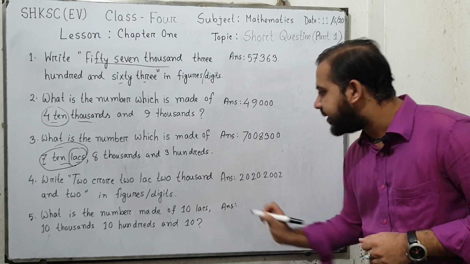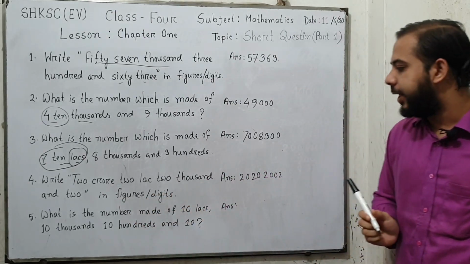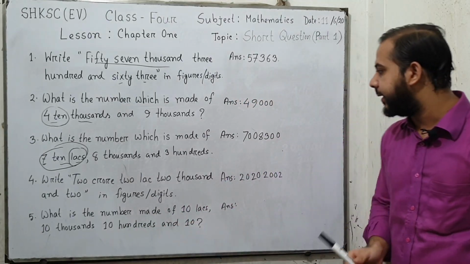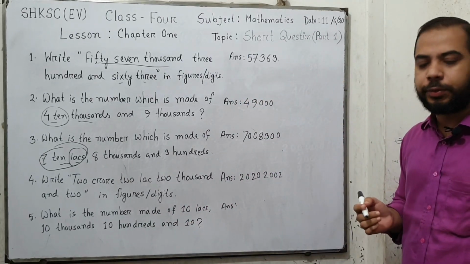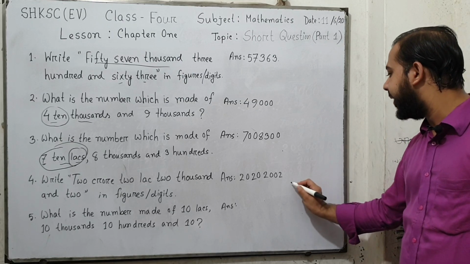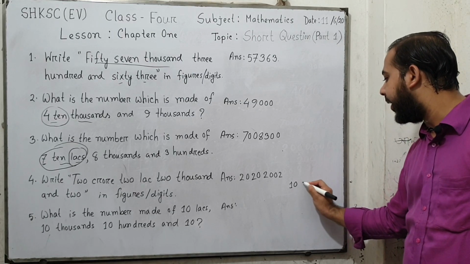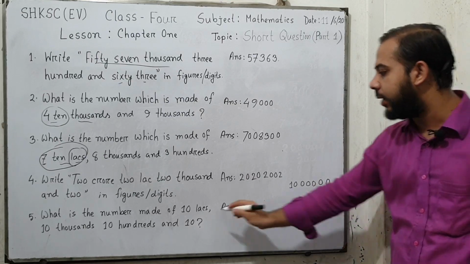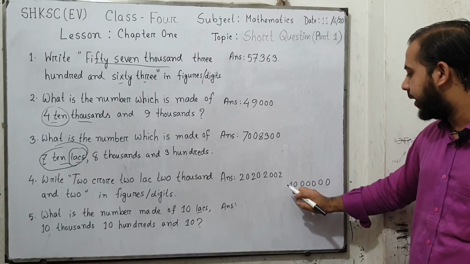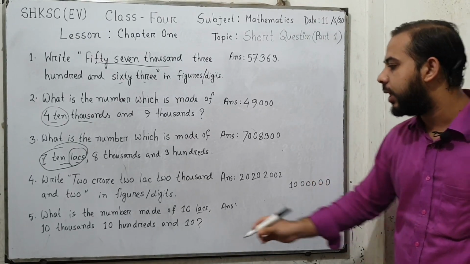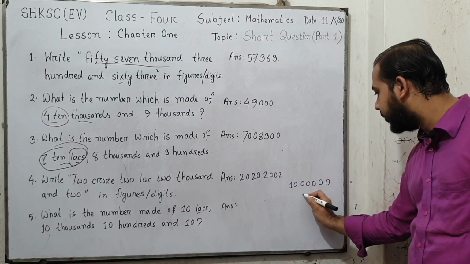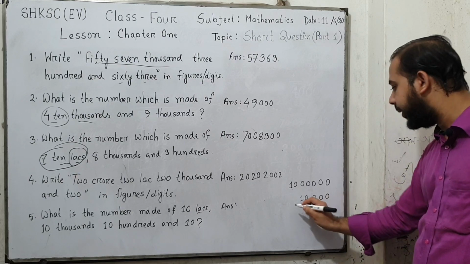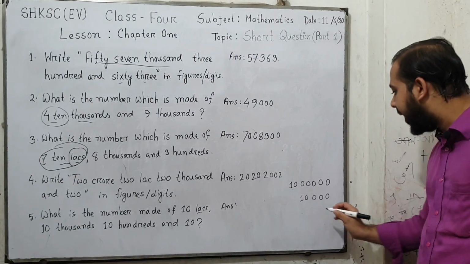Question number 5 says, what is the number made of 10 lakhs, 10,000s, 10 hundreds and 10? So we will do it in a similar way. At first 10 lakhs. 10 lakhs means 10 and 5 zeros. For lakh we use 5 zeros. So at first we write 10 and then 5 zeros. Then 10,000. At first we write 10 and then 3 zeros. So it will be 10,000. Then 10 hundreds, 1,000.